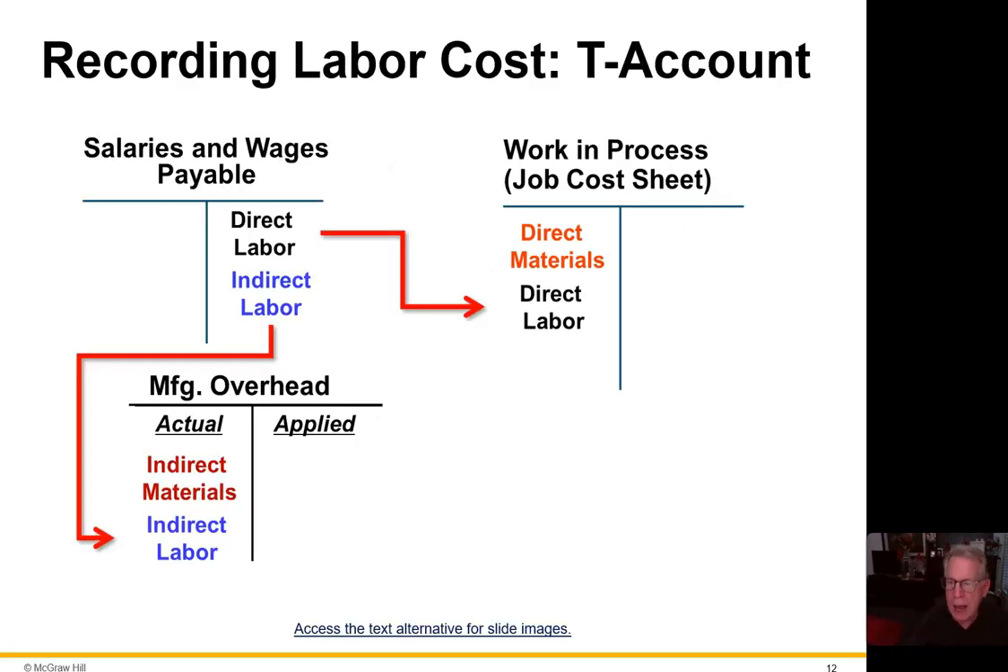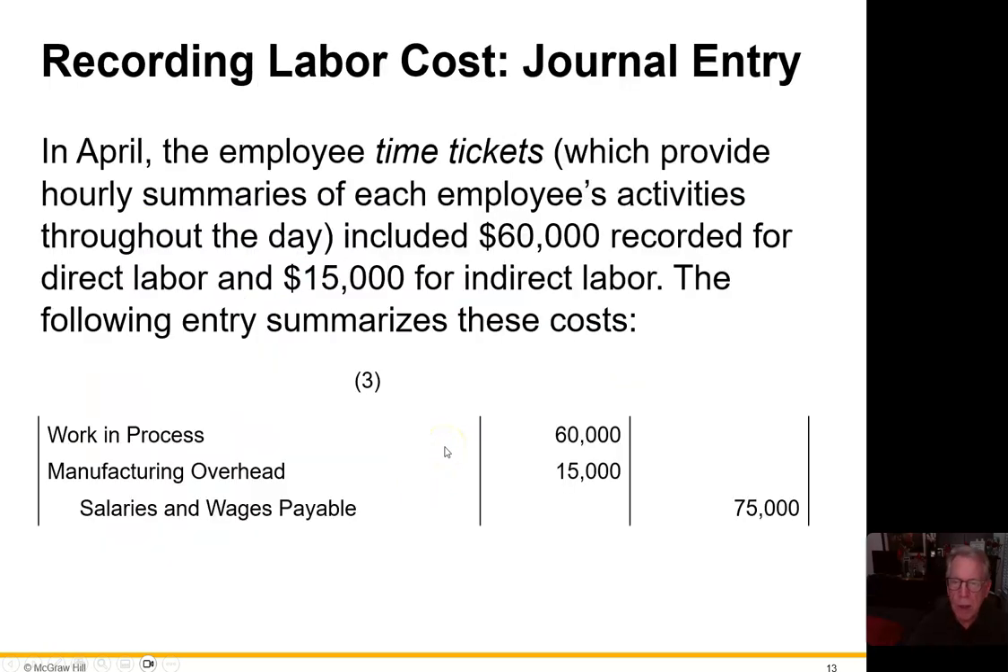Okay, now, labor costs are recorded similarly. Here we have wages and salaries payable, or salaries and wages payable. The direct labor goes directly to the jobs. Indirect labor goes into manufacturing overhead. So that's pretty easy to understand.